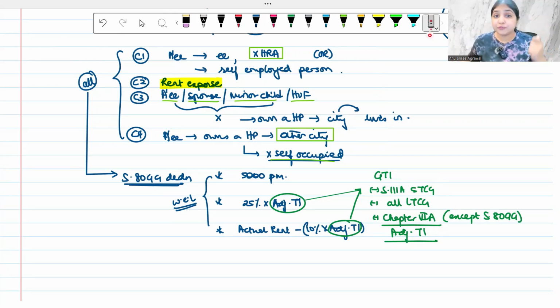So whenever you find in the question that the assessee has paid rent, we're going to devise a hint for ourselves so that we don't make a mistake. The hint is that whenever you see in the question paper that the assessee has paid rent for his house, immediately section 80GG should come to your mind. I'll repeat again. As soon as the question paper says that the assessee has paid rent for his house, section 80GG should come to your mind.